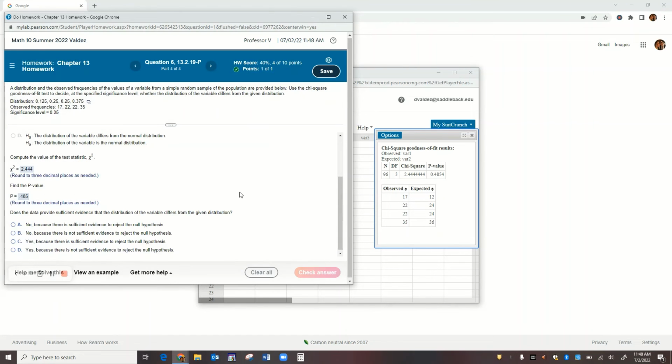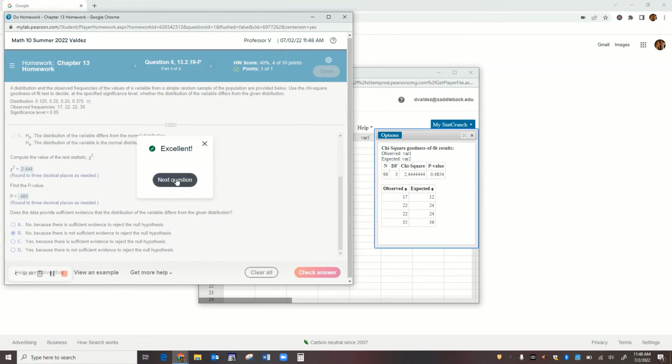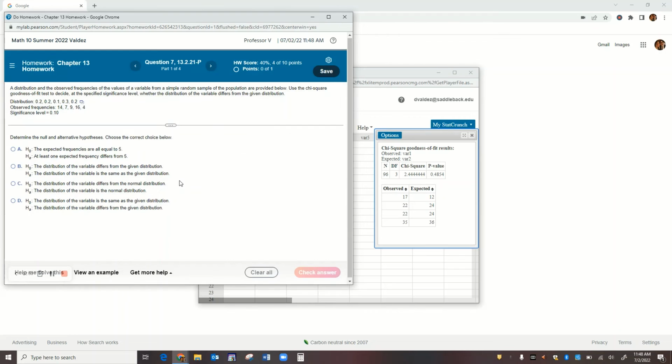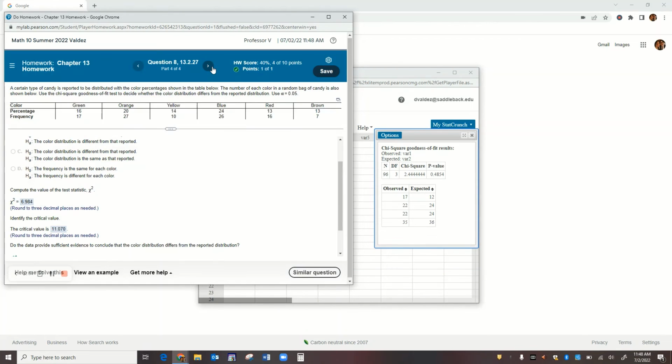Nice. And then we have to make our decision. So significance level was 0.05. And our p-value is much larger, 0.485. So that means we do not reject the null. There is not sufficient evidence. And that's pretty much it for that one. Okay. This one's super similar. There were a couple more I wanted to do for you.